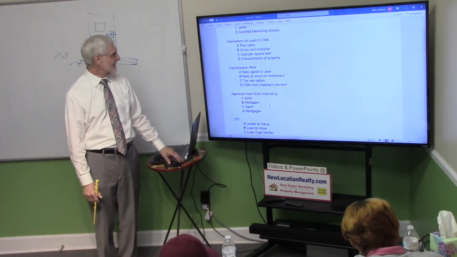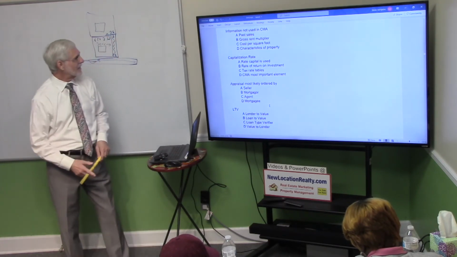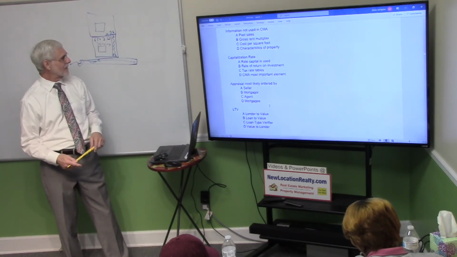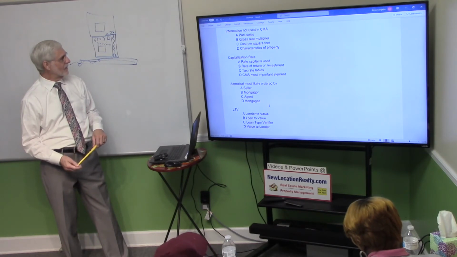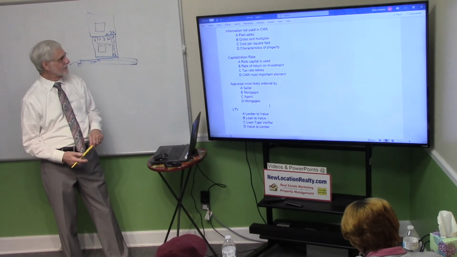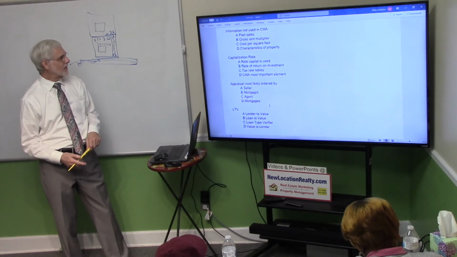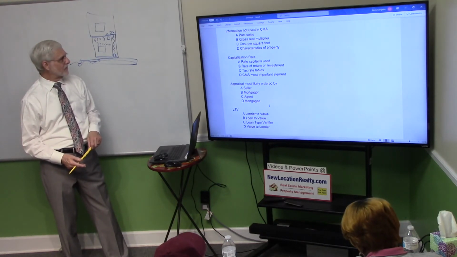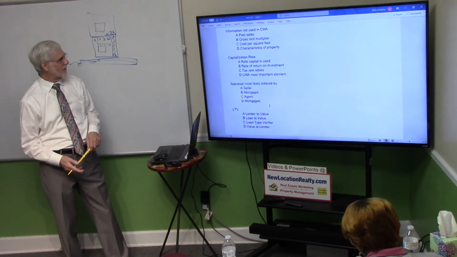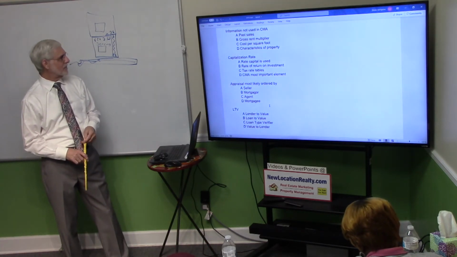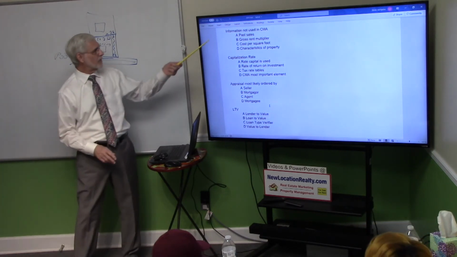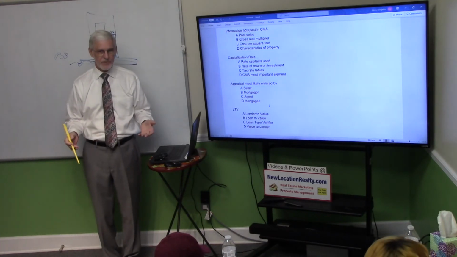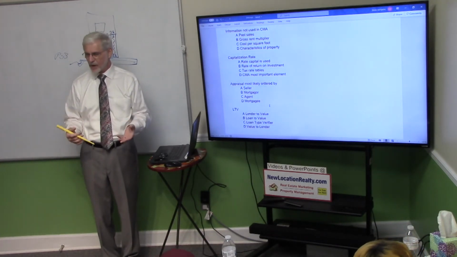Okay, information not used in the CMA. Pay sales, gross rent multiplier. Information used, you would consider past sales. That would be the thing you're looking at the most. Probably gross rent multiplier you would not call, because you want to know cost per square foot and characteristics of the property, so you can compare it. That gross rent multiplier is going to be more of a check to make sure you're in the right neighborhood on your price.